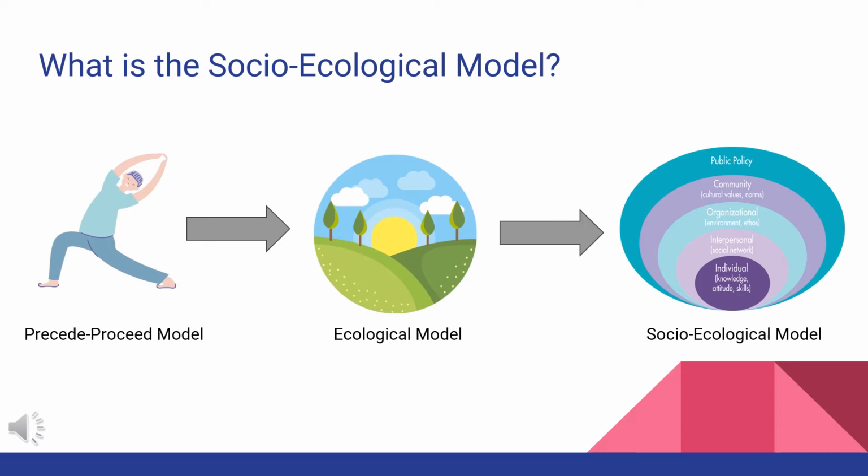and their disparities. Then, the ecological model used these key elements of the precede-proceed model, but incorporated more of an ecological lens to involve environmental factors. Then, finally, the socio-ecological model was developed by incorporating both the precede-proceed model and ecological models, building off of their strengths while using a more inclusive, dynamic approach as opposed to a linear approach as seen in the preceding models.